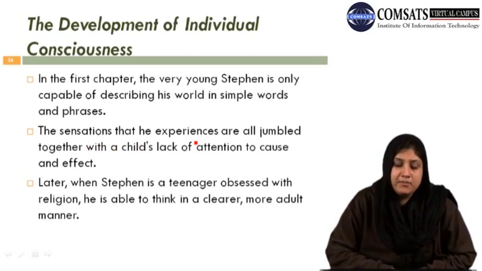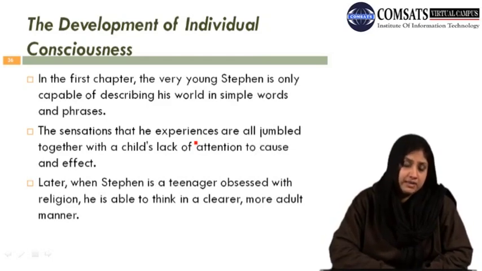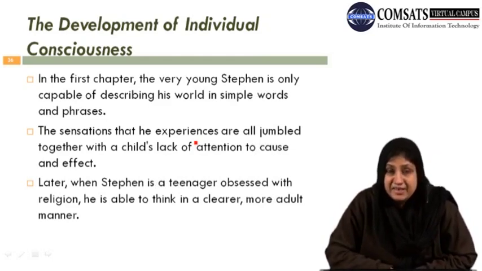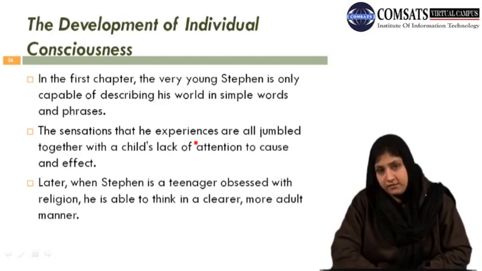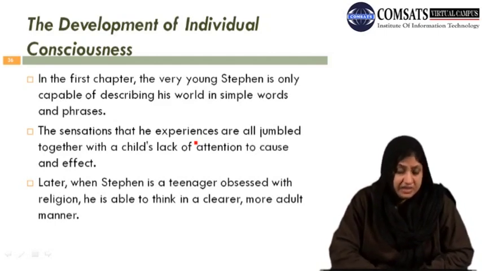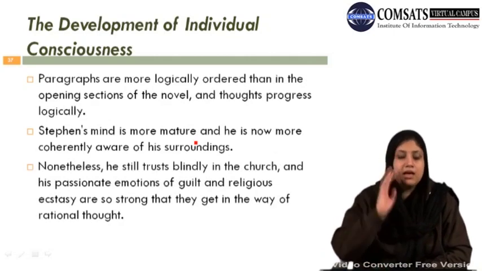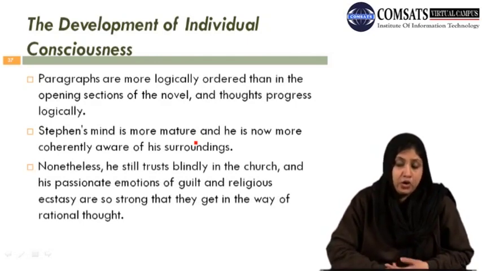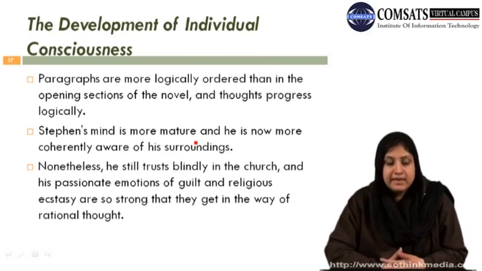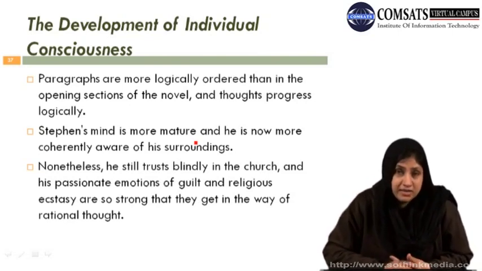In the first chapter, the very young Stephen is only capable of describing his world in simple words and phrases. The sensations that he experiences are all jumbled together with a child's lack of attention to cause and effect. Later, when Stephen is a teenager obsessed with religion, he is able to think in a clearer, more adult manner. Paragraphs are more logically ordered than in the opening sections of the novel, and thought's progress is quite logical. Stephen's mind is more mature and he is now more coherently aware of his surroundings than before.